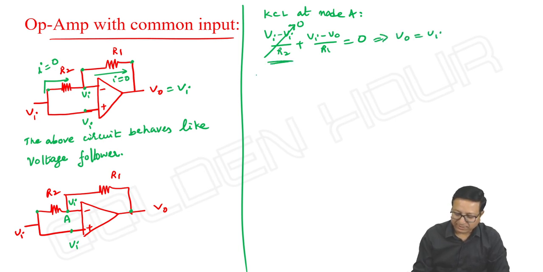As I said, the current that is flowing through R2 is 0. So obviously the output will be equal to the input. This is how we can write it. Alternatively, there is a reason why I am writing these many methods.